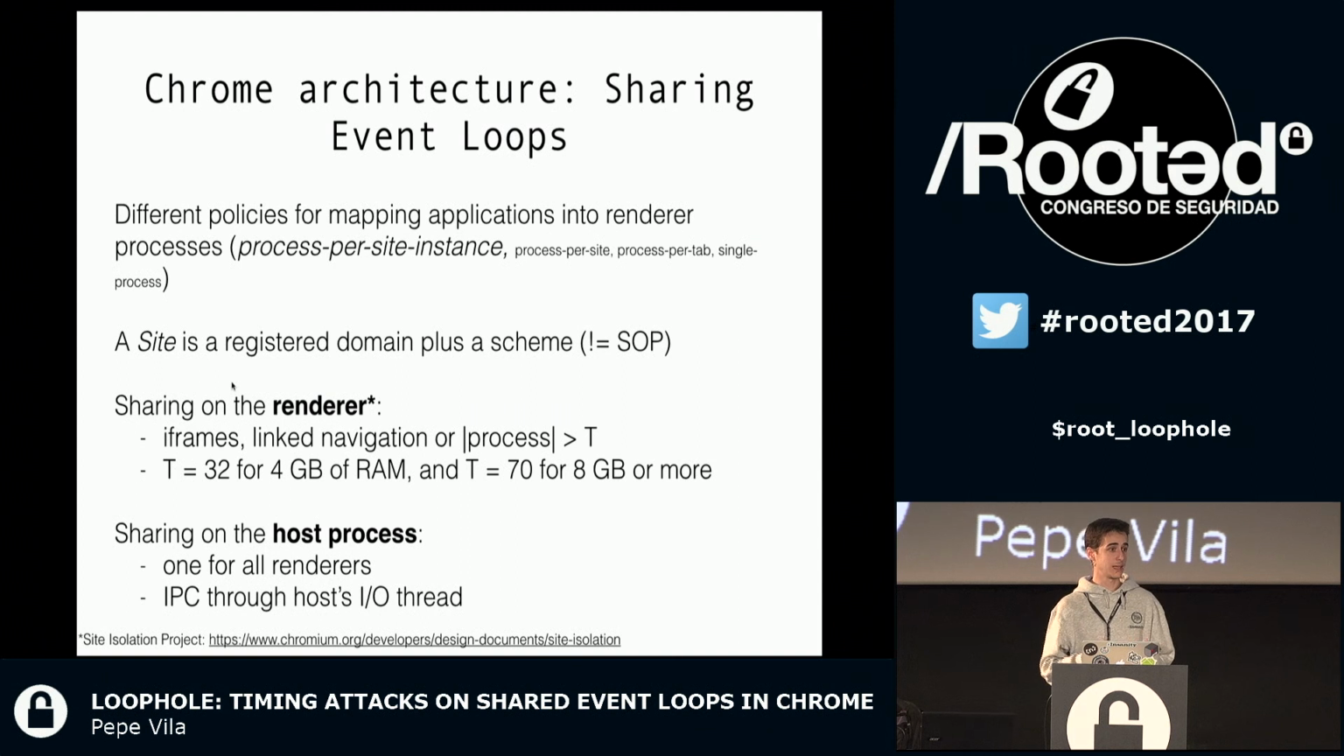And the last exception is when we go beyond the maximum number of processes for Chrome. The maximum number is defined based on the RAM memory that is available in the system, and that is usually 32 processes for 4 gigabytes of RAM, and up to 70 when we have 8 gigabytes or more. As soon as we have that, when we open a new tab, an existing process will be reused.